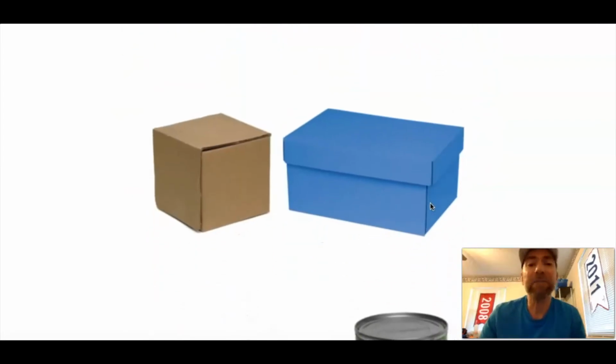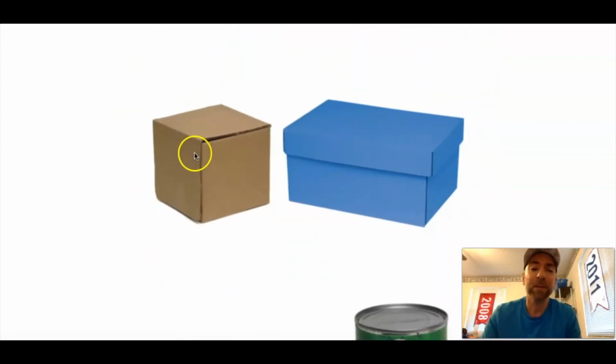So here I have 2 3D shapes. Who remembers the name of my first 3D shape? Any ideas? I see a square. Well, that's called a cube. You might remember the word cube.